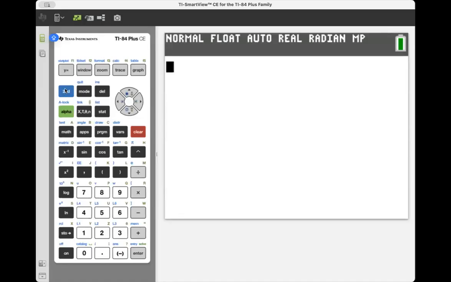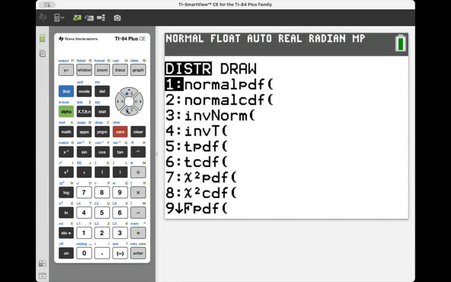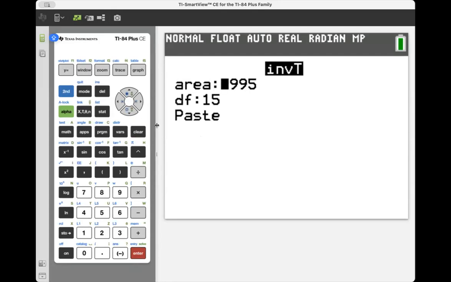You're going to go to the same place as we went for normal CDF and inverse norm, second distribution, and we're going to number 4, inverse t. The area we're going to be putting in is 0.975 because we're finding the area to the left of 97.5% of the curve. The DF we enter here is 15, which is 1 less than the sample size 16, and we paste this.